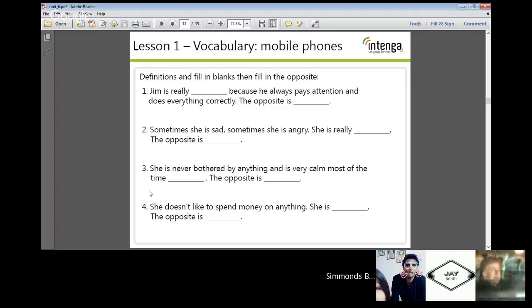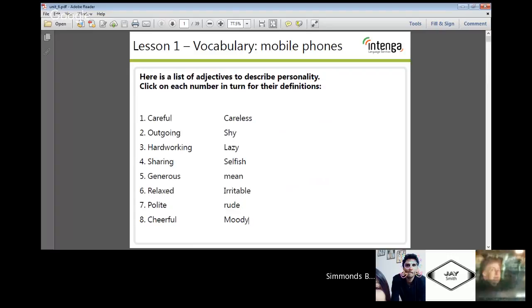She is never bothered by anything and is very calm most of the time. The opposite is... Do you have any ideas? Well, I'm thinking... I have no idea. No? Okay. Anyone else? Ken? Oh, I mean, we can use relaxed. Good. Yeah, I think that's the best one here.